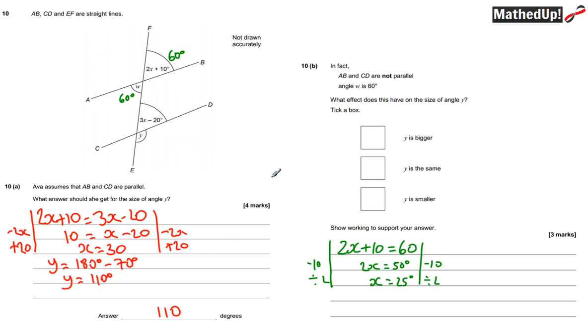So if x is 25 degrees, then this angle here, well, that's going to be 3 times 25 take away 20. And 3 times 25 take away 20 is 75 take away 20, which is 55 degrees. And if that's 55 degrees, then y is going to be equal to 180 take away 55, and 180 take away 55 is going to be 125 degrees.